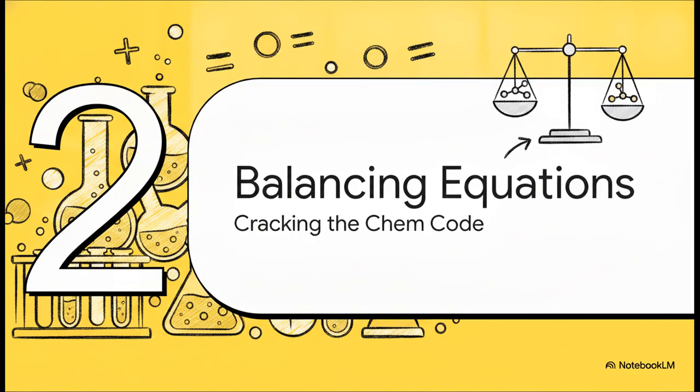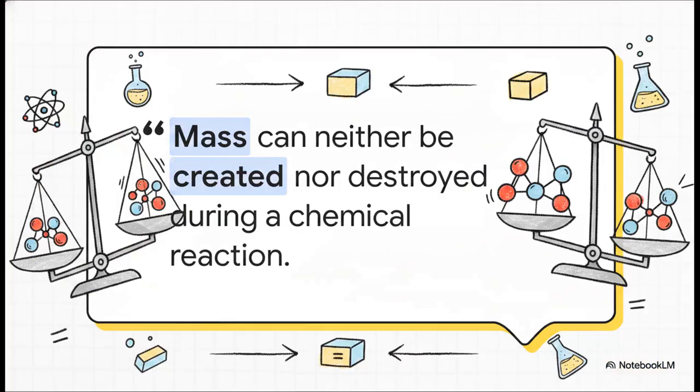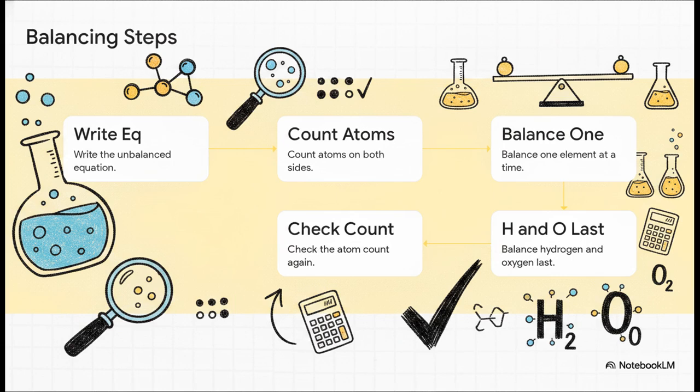Moving right along to Section 2. Balancing chemical equations, cracking the chemical code. Okay, before we balance anything, we have to understand why we balance. It all comes down to the law of conservation of mass. This is literally the golden rule of chemistry. It dictates that you absolutely cannot magically create or destroy matter in a reaction. What goes in must come out. So the total number of atoms for each element on the reactant side has to perfectly match the total atoms of that same element on the product side. No exceptions. So how do we actually do it?